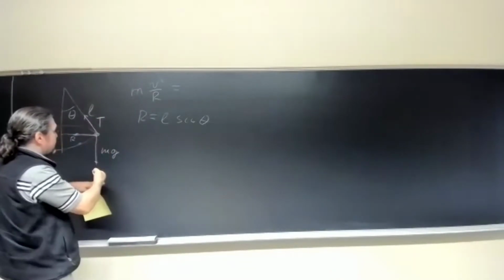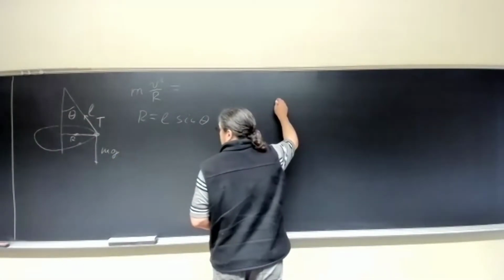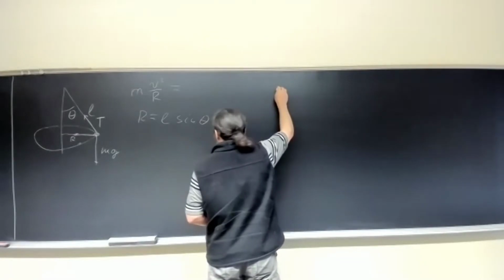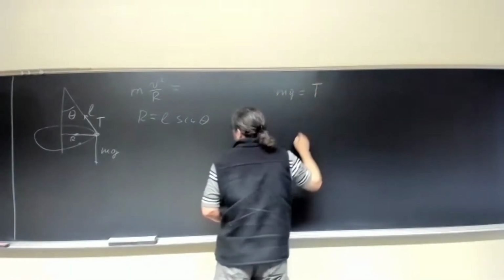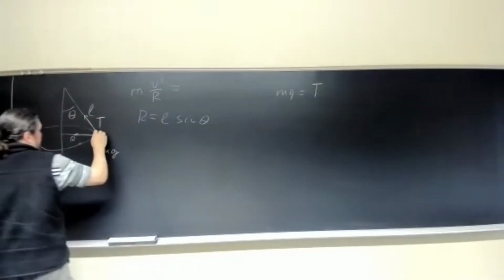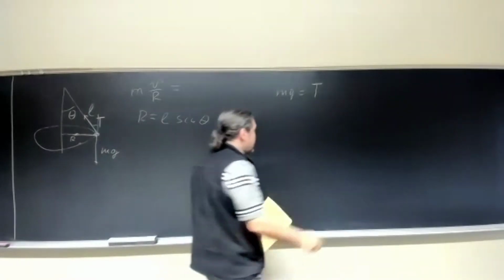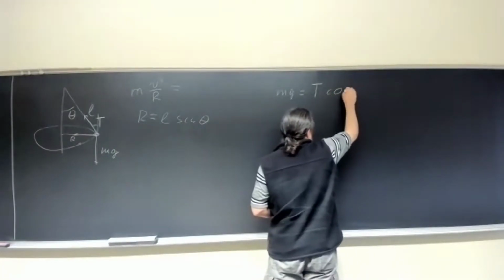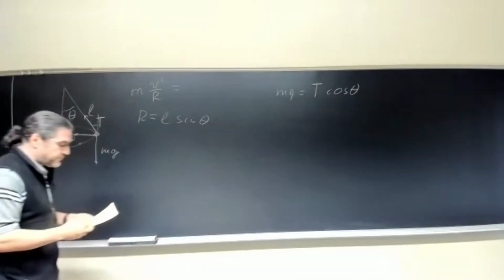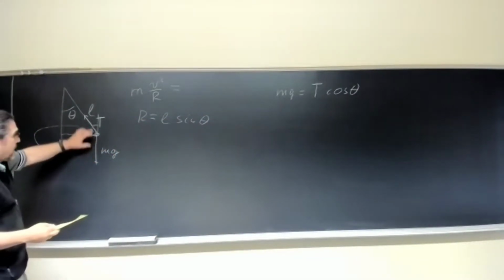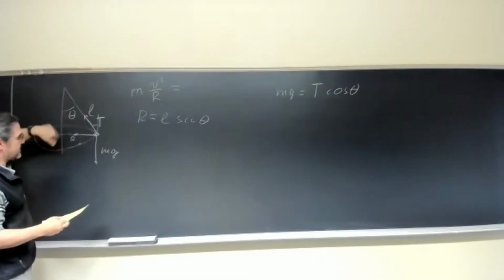The vertical components must cancel each other, and what it means is that mg must be equal to T times the cosine of this angle. The cosine of this angle is the same theta, so it's cosine theta. Right? That's the first equation, which ensures that the bob is not moving up and down. It just stays in the circle.